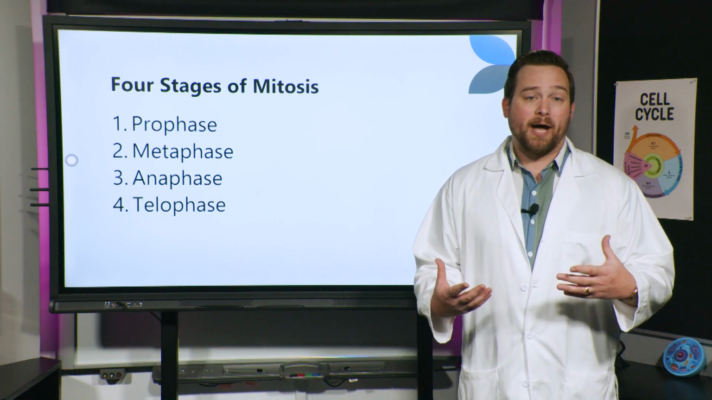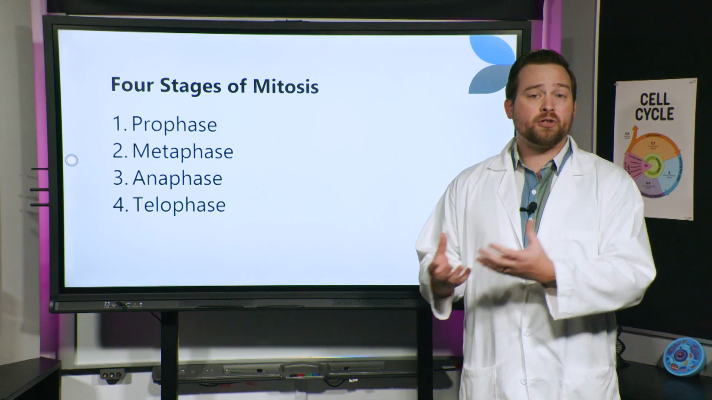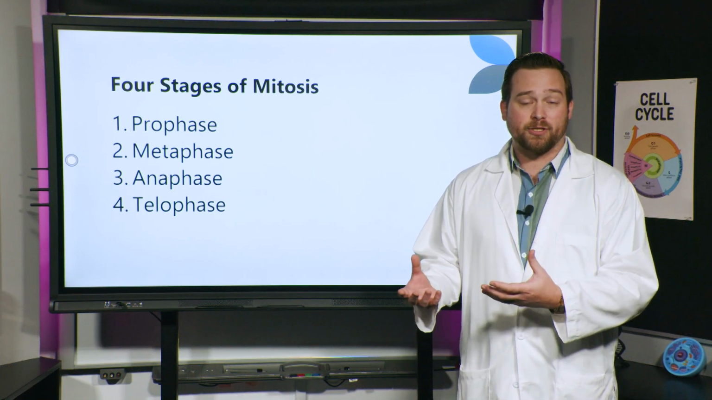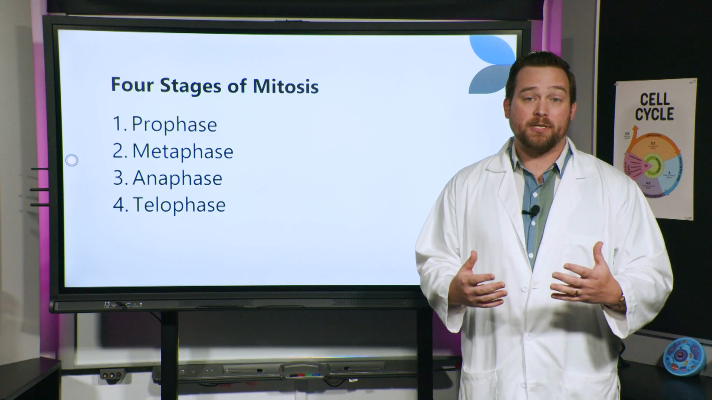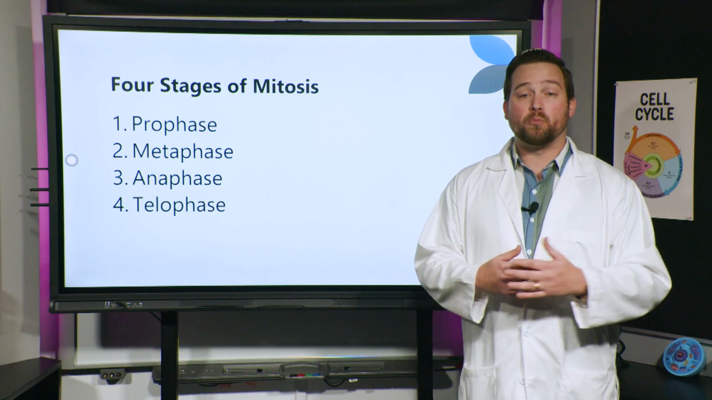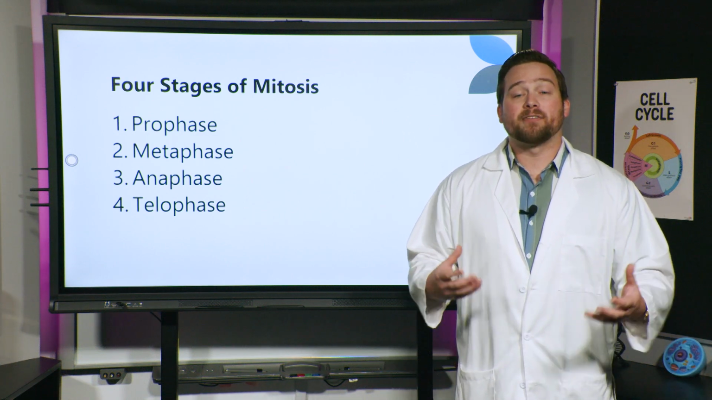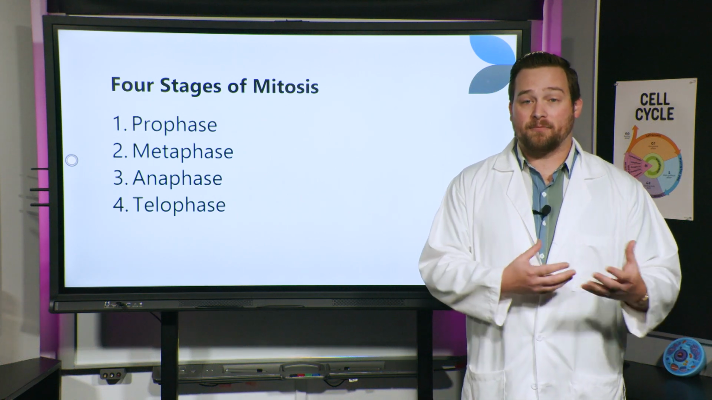There's a lot going on in mitosis, so we break it up into 4 different sections, which makes it easier to study. The 4 stages of mitosis are prophase, metaphase, anaphase, and telophase. A convenient acronym to put these in the correct order is PMAT. PMAT stands for prophase, metaphase, anaphase, and telophase.